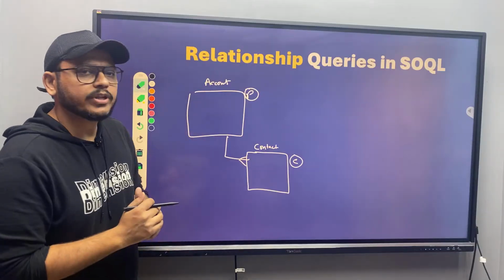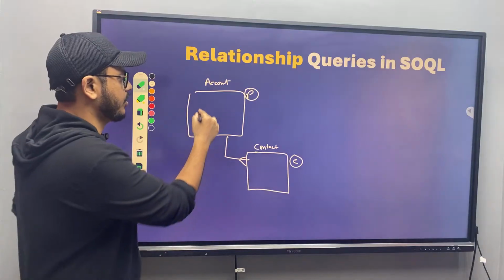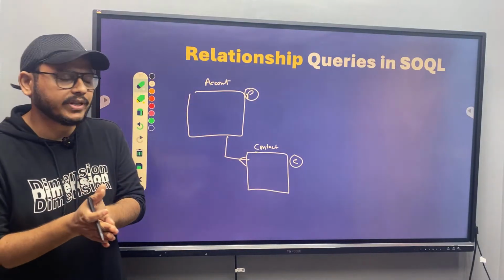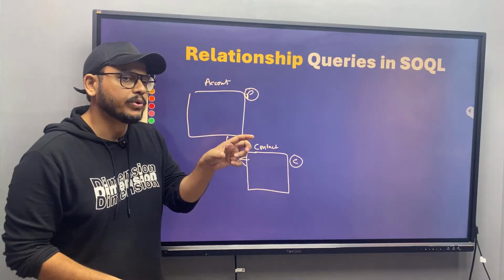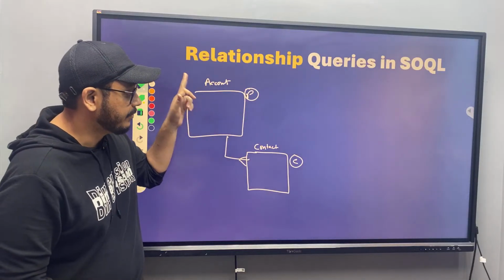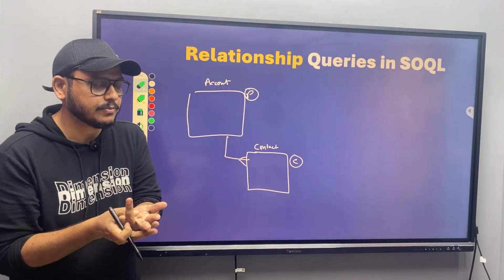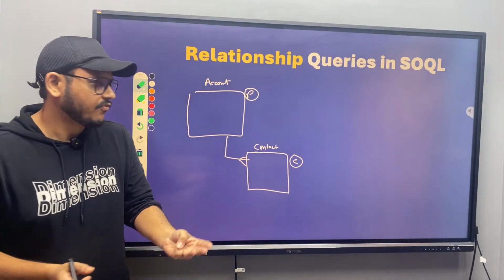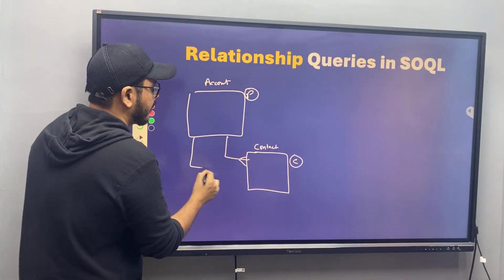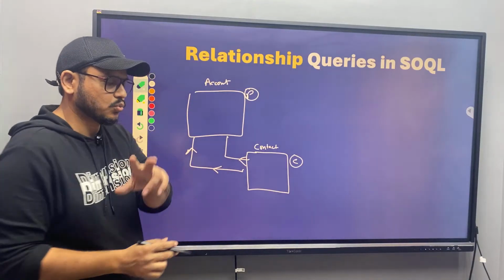Now relationship queries basically mean when you're writing a query on the account object. So you would have understood whenever we are writing SOQL query, we are writing the query on one object, right? So if I am writing the query on the account object and I'm trying to retrieve data from contact object, that can be a relationship query. So this is going to be basically writing a query here and then retrieving the data from contact in this query. So this is one option.